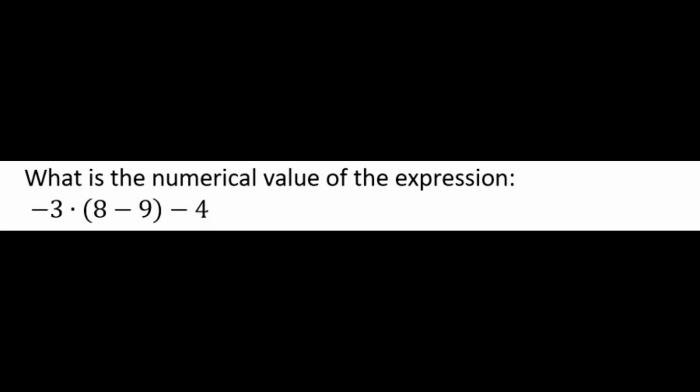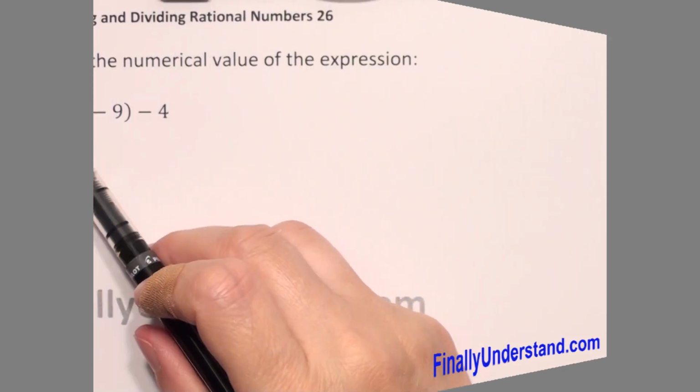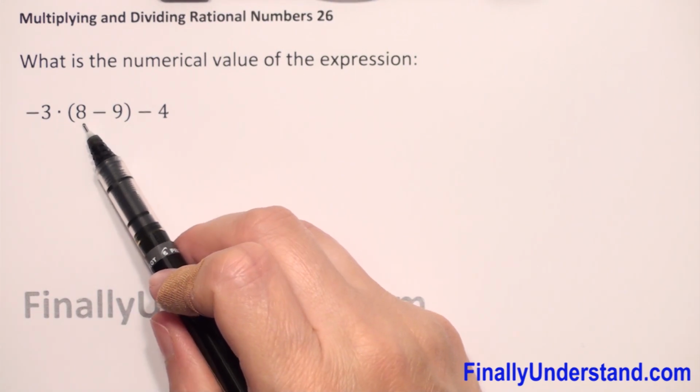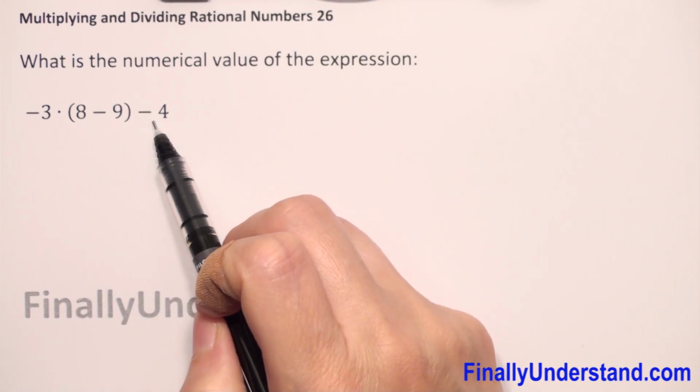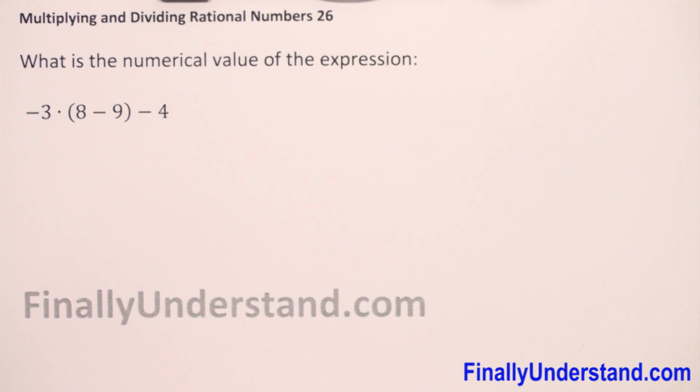What is the numerical value of the expression? We have negative 3 times, and in parentheses we have 8 minus 9 minus 4. The order of operations for integers: first we have to do parentheses, power if you have, multiplication, division, subtraction, or addition from left to right.